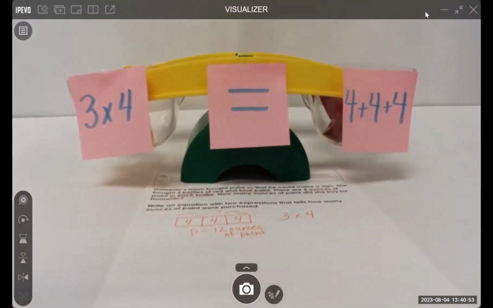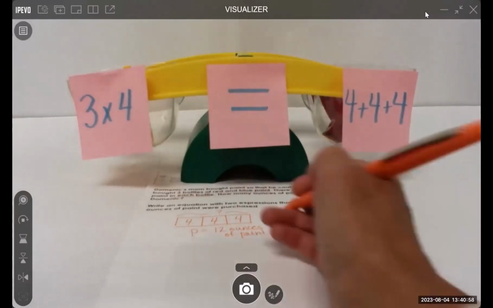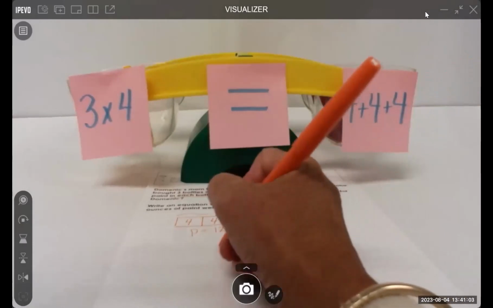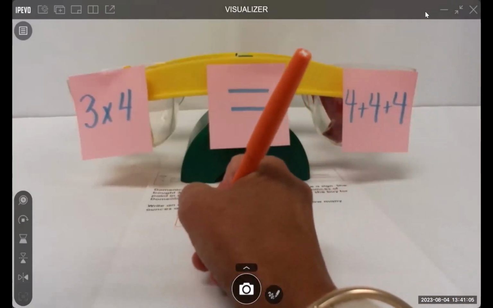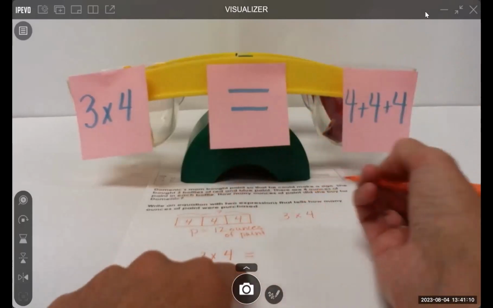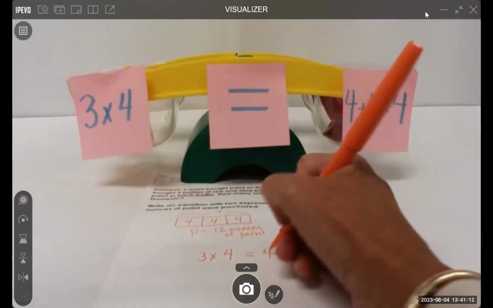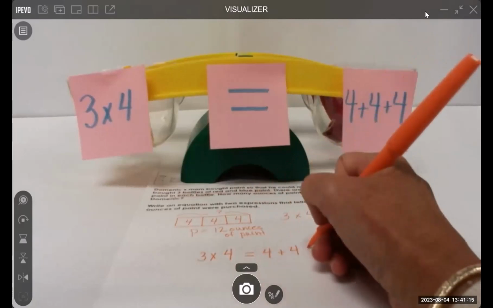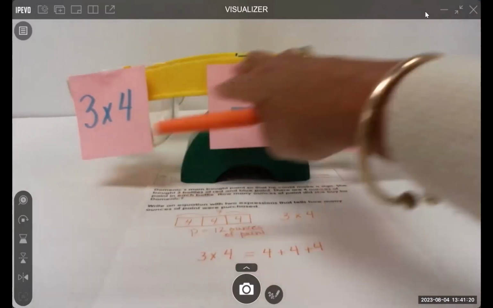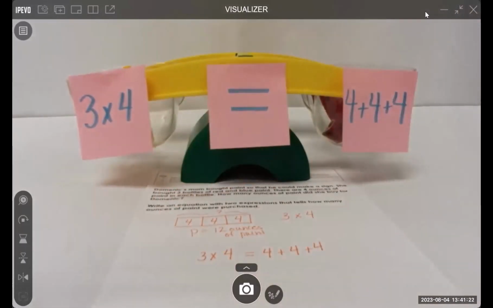Okay, students can write that as, well, I'm just going to jot it real quick right here, and then I will change cameras so that you can see this. So we have learned that 3 times 4 has the same value as 4 plus 4 plus 4. And we have proved it through the bucket balance because both sides are the same. One side is not tipped in one direction or vice versa. They are equal to one another.